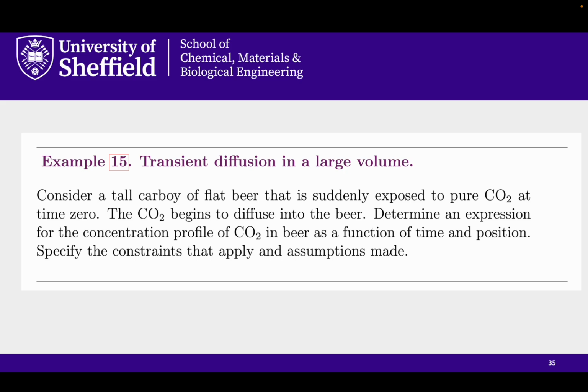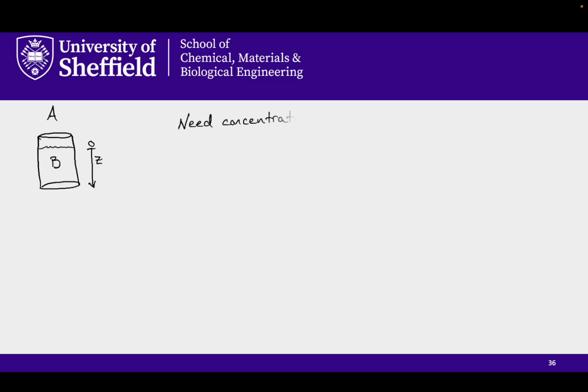So in Example 15, we're examining diffusion of gas carbon dioxide into beer. We'll be looking at the transient diffusion of carbon dioxide gas into flat beer. The question asks for the concentration profile and the constraints and assumptions that we're making. Because we need a concentration profile, we know that we're going to need to define the governing equation.